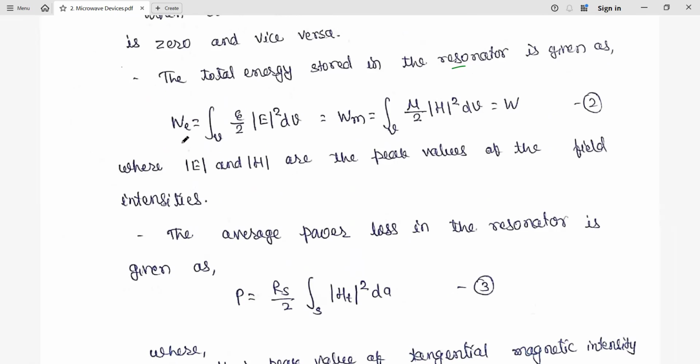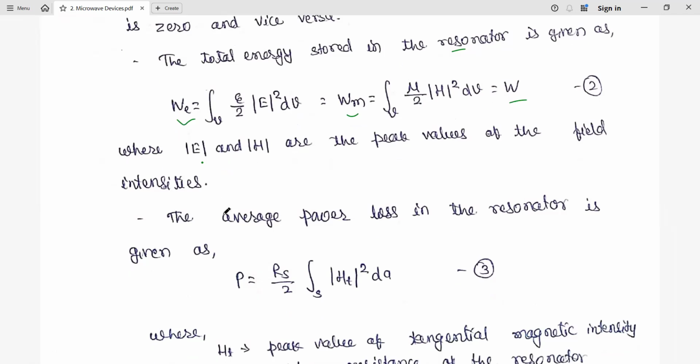So we are trying to calculate the total energy here: integral of epsilon by 2 modulus of E square dV. This is for the electrical energy. Similarly for the magnetic, mu by 2 modulus of H squared dV. This is the volume integral, and they are equal at resonance frequency. E and H are the peak values of the field intensity.